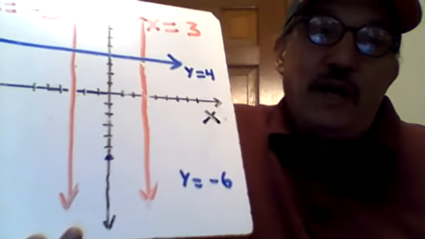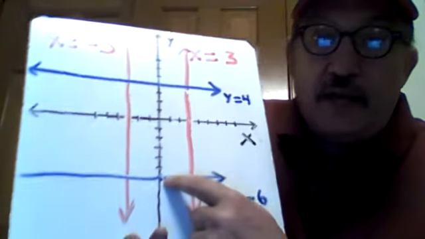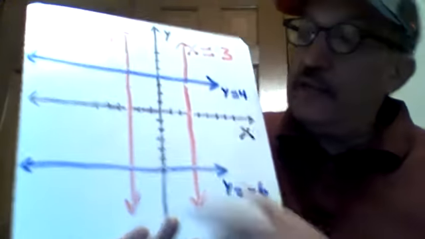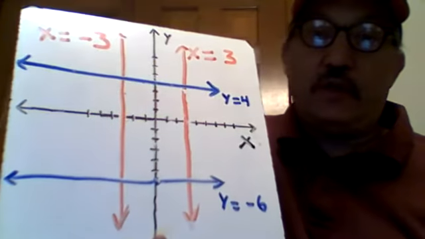The other equation, y equals -6, I think you've got the picture now. That is a horizontal line that does go through the y-axis at -6. 1, 2, 3, 4, 5, 6 down like that. But y is also equal to -6 anywhere along that horizontal line.